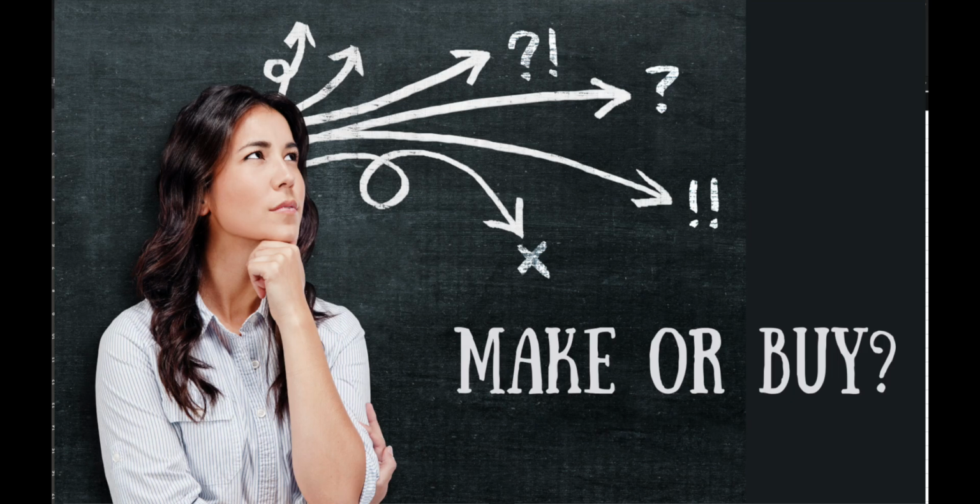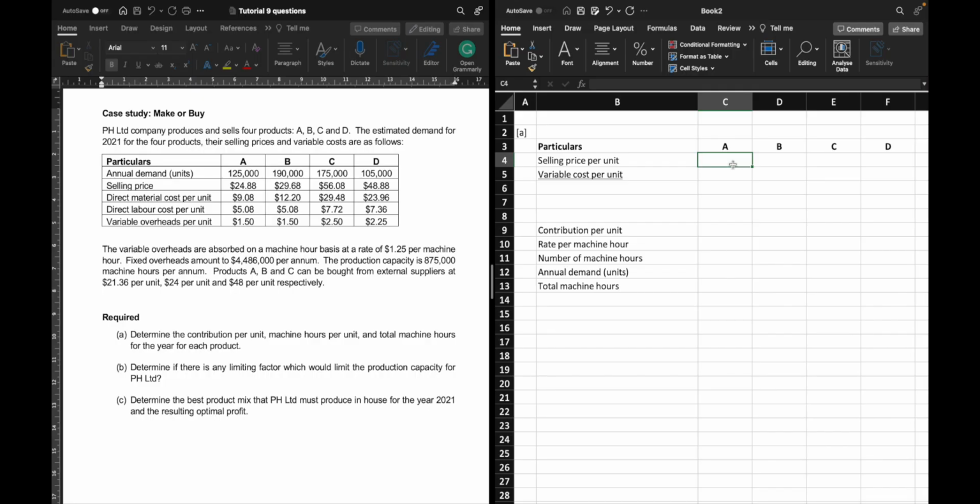Today we will go through a case study on a make or buy decision using cost accounting concepts. PH Limited produces and sells 4 products A, B, C and D. The estimated demand for 2021 for the 4 products, their selling prices and variable costs are as follows. So we've got the annual demand, selling prices, direct material cost per unit, direct labor cost per unit and variable overheads per unit for each of the 4 products.